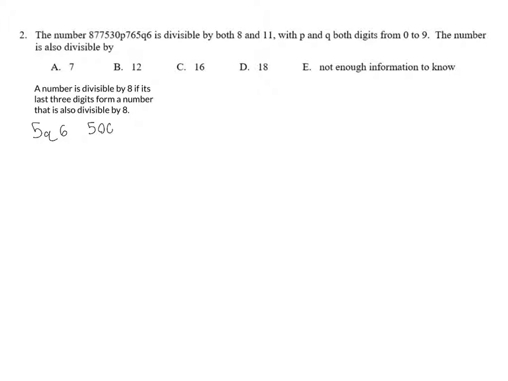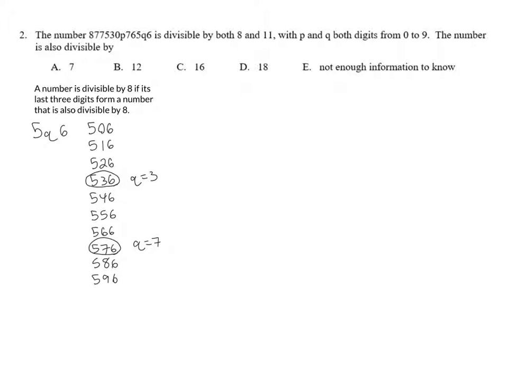It could be 506, 516, 526, 536, 546, 556, 566, 576, 586, or 596. If you test all of these numbers to see which are divisible by 8, you'll see that only 536 and 576 are divisible by 8, which means that our possibilities are Q equals 3 or Q equals 7.